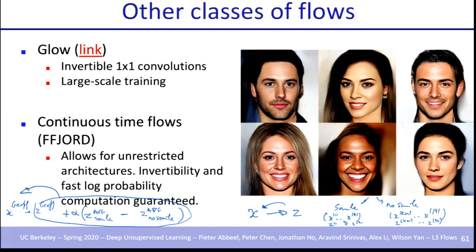Yes? Is it possible to force, like, say, Z1 is responsible for smile and Z2 is responsible for the hair color or something like that? So the question is, rather than us going in after the fact and finding populations, say I find 20 people who smile, 20 who don't, and I average their Zs and then do this, can I have it somehow learn a decoupled representation with independent factors coming out in the Zs?